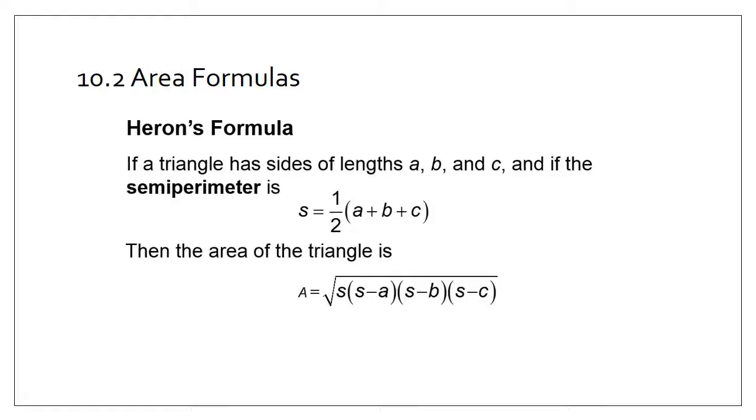If a triangle has side lengths A, B, and C, and if the semi-perimeter S is 1/2 of A plus B plus C, in other words, half of the perimeter, then the area of the triangle is the square root of S times (S minus A) times (S minus B) times (S minus C). This is Heron's formula, so if you know three sides of a triangle, you can use this to find the area of that triangle.